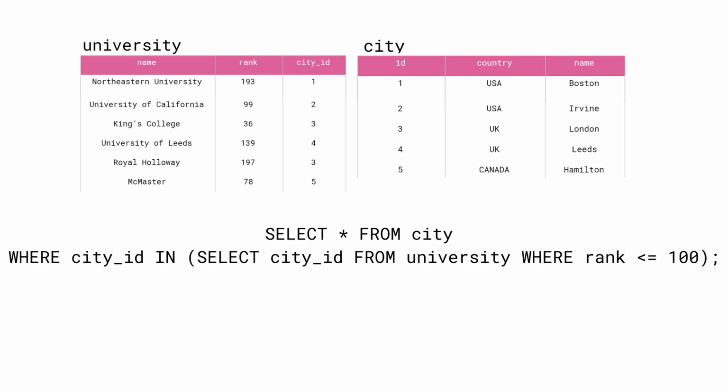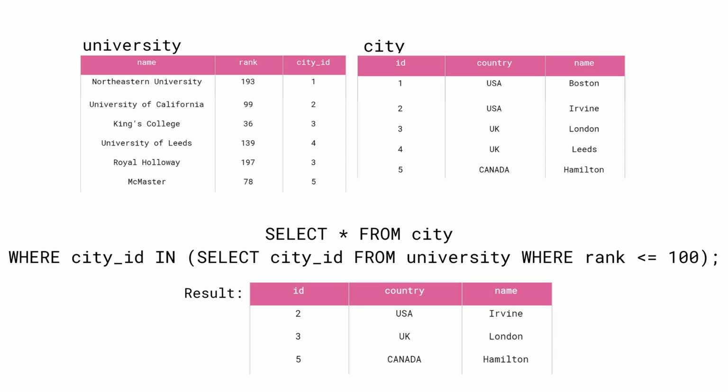Finally, all that's left is to write a subquery within the brackets. We need to find all city IDs for universities whose rank is less than or equal to 100. So, we'll write the following. SELECT city_id FROM university WHERE rank <= 100. That's it! If we now run the query, we'll see the list of cities which have universities from the top 100. That's all for today.